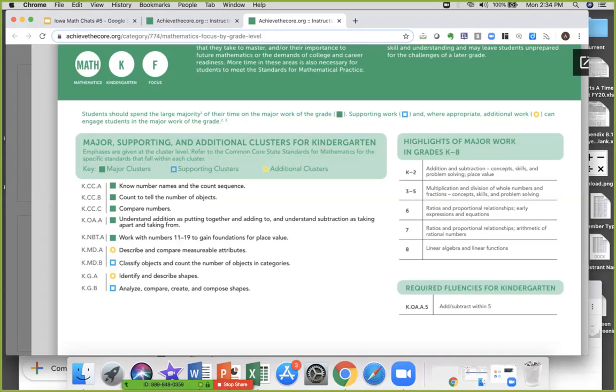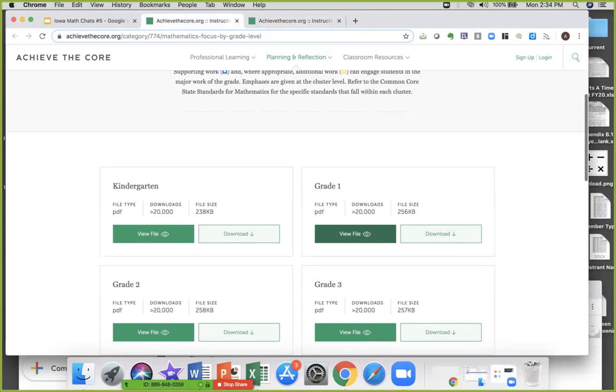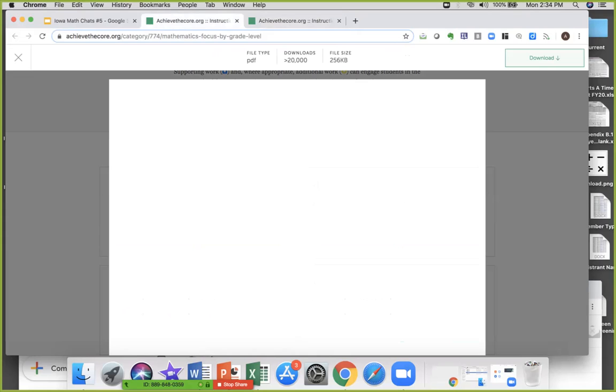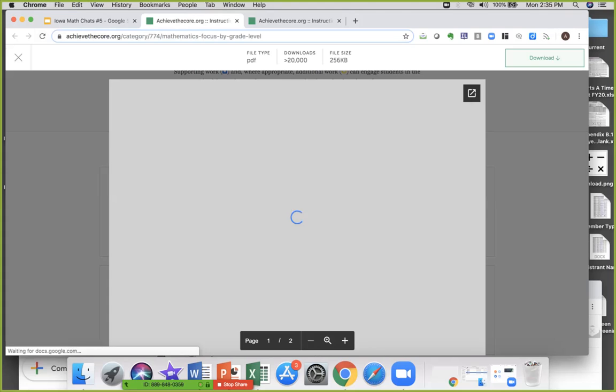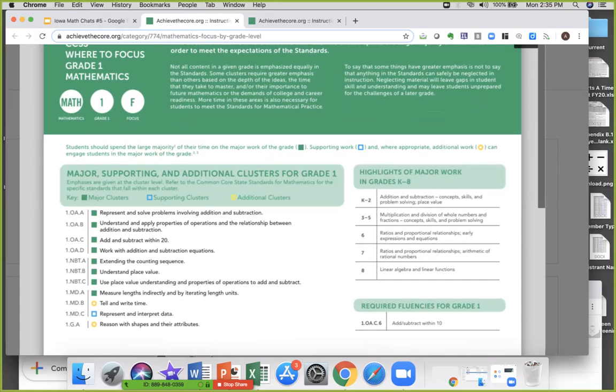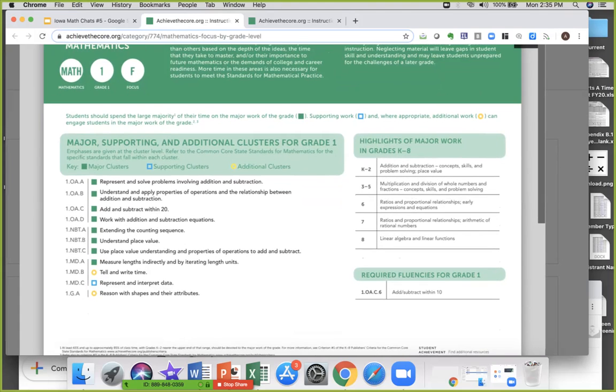So let's go ahead, and we have some time still. So let's go back and look at some of the other grade levels. So here in first grade, when I open up this document, you'll see that it's exactly the same structure. So you'll see that it's the same pathway for K-8.